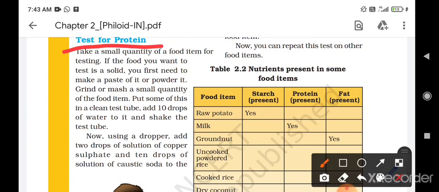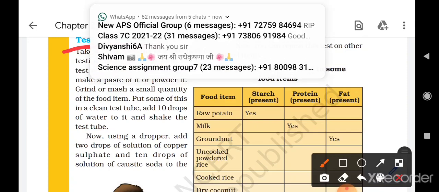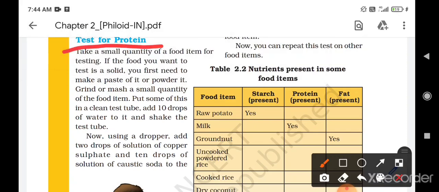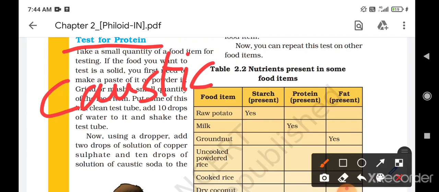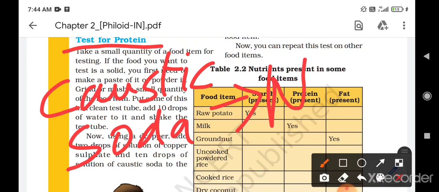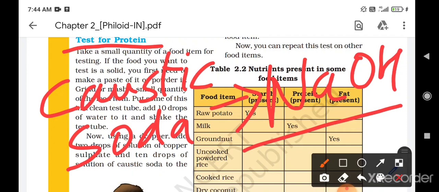Okay. So to perform this test, we need two different chemical solutions, that is caustic soda and copper sulfate solution. The formula for caustic soda is NaOH. Okay, so Na stands for sodium, OH stands for hydroxide. This is sodium hydroxide solution, or we can say it is caustic soda.